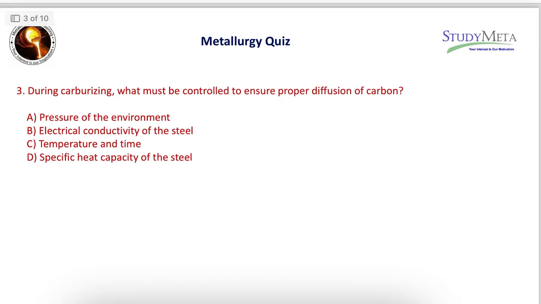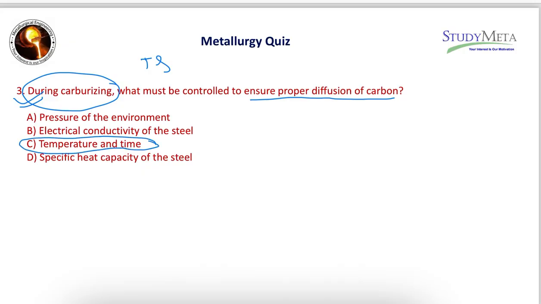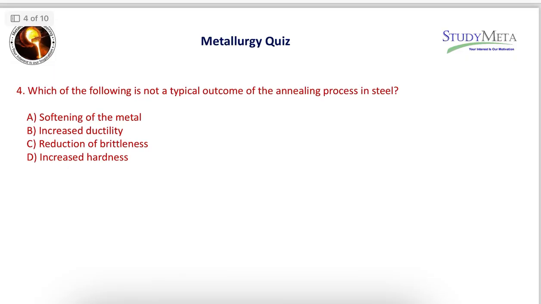Now the next question is, during carburizing, what must be controlled to ensure proper diffusion of carbon? As you know, carburizing is again a surface treatment process. In this case, the two main parameters which can be controlled are temperature and time. If you can see the options here, C is the answer. So the temperature and time must be controlled to ensure the proper diffusion of carbon in the material. Let's go to the next question.